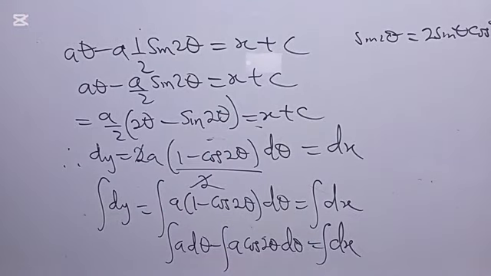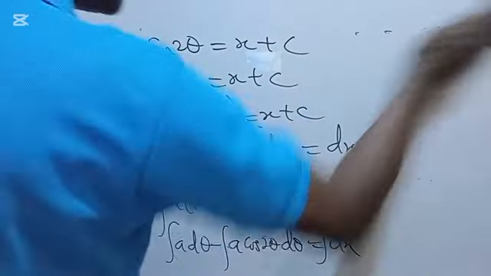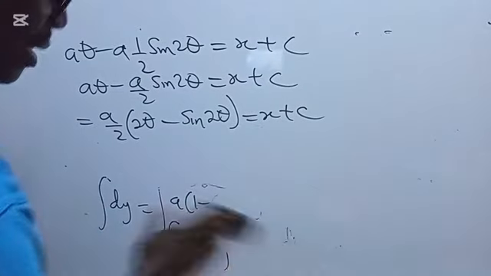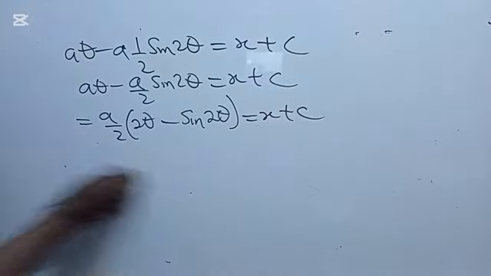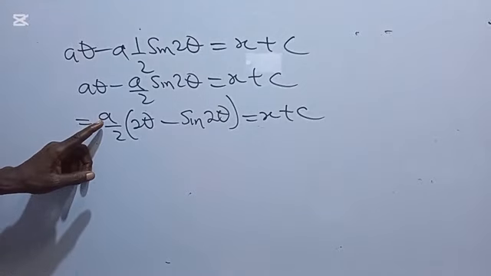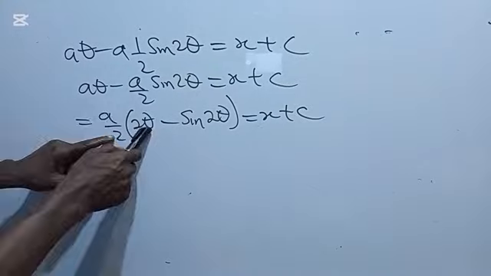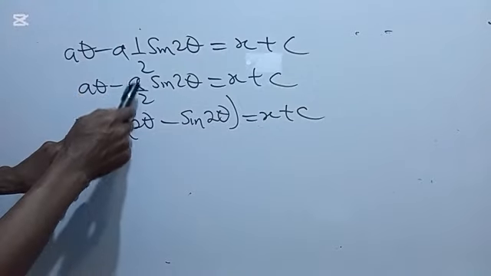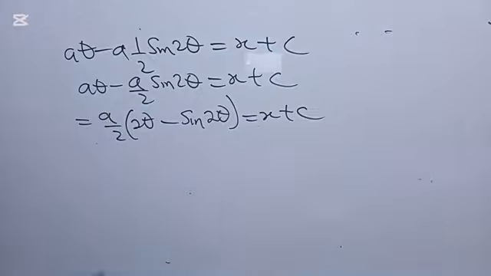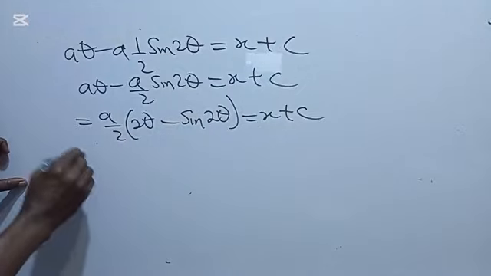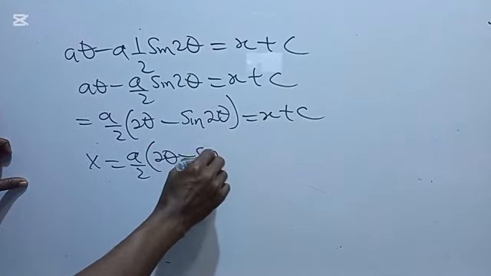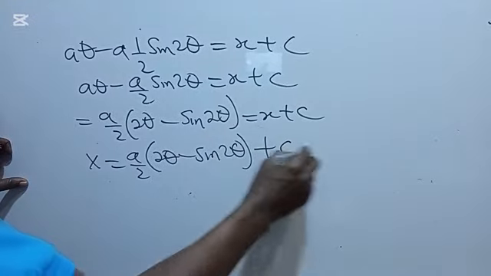I've not done anything special there. What I did is just rewrite this in another form so that I can simplify it. If I multiply 2 times theta, that will be a theta. Then for this one, a over 2, I just factored out a over 2. So my x can be a all over 2 times (2 theta minus sine 2 theta) plus c.